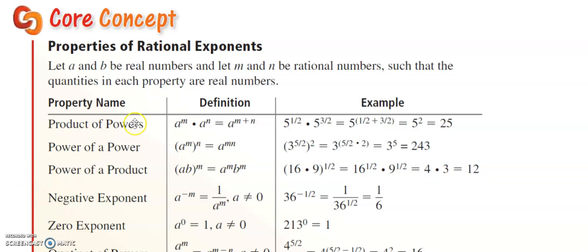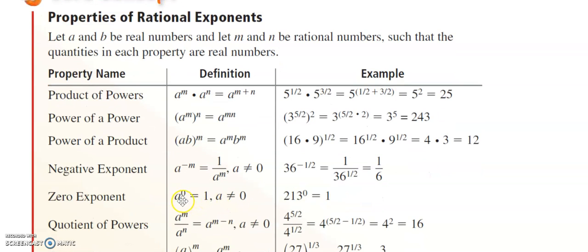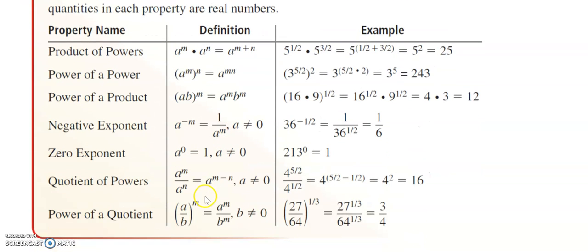Doesn't matter. So we have our product of powers. If we multiply the bases, we add the exponents. If I have a power raised to a power, then I multiply the exponents. If I have two bases multiplied raised to a power, then this is the time I can actually distribute the exponent. We have seen if I have a base raised to a negative exponent, I can write that as a positive exponent by putting the whole thing in the denominator. Anything raised to the zero power is 1. If I have a division of bases, I can subtract the exponents.